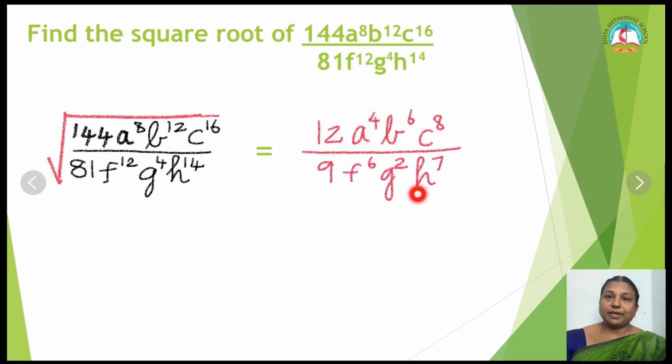And what about the variables? No, we can't simplify the variables because they are different. A, B, C, F, G, H are different variables. So we can't simplify the powers. If they are the same variable, we can simplify the powers, children.